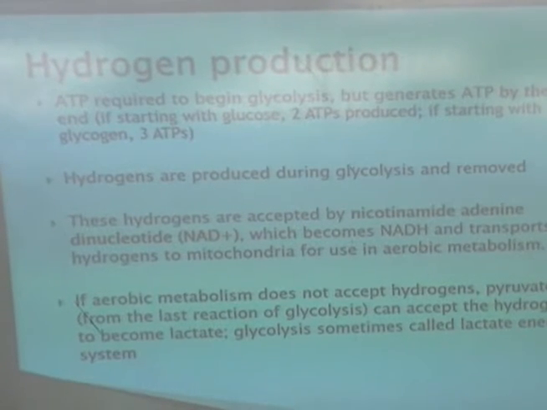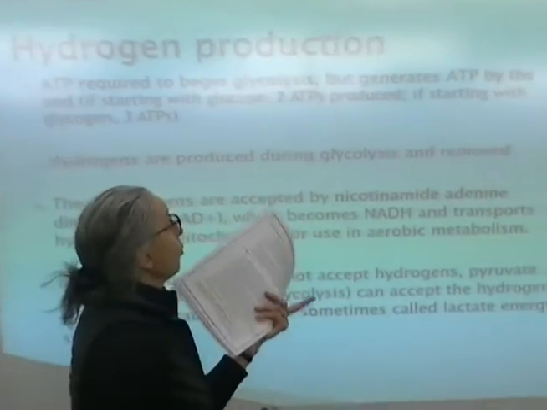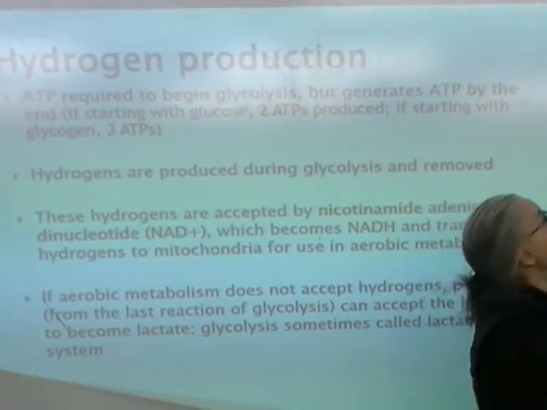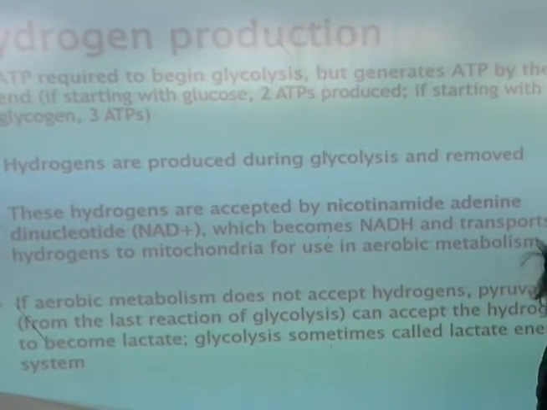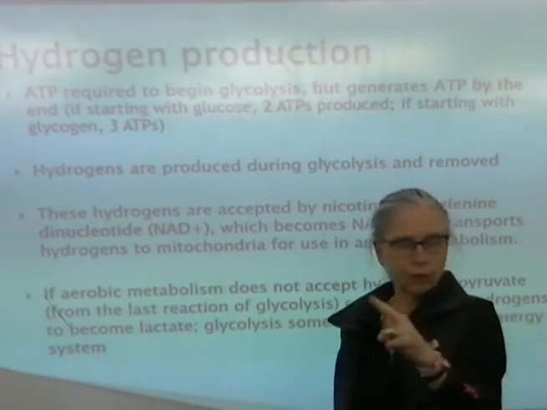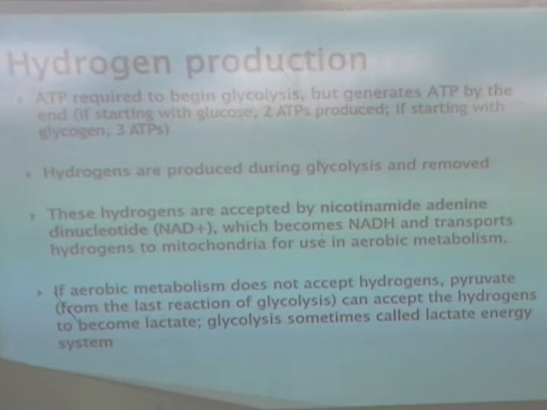All right, so we start off with glucose or glycogen. If we start with glucose, because we have to use an ATP to get glucose into the chain, we only get a net effect of 2 ATP per molecule of glucose. If we start off with glycogen, we get a net effect of 3 molecules of ATP. But these hydrogens are problematic.